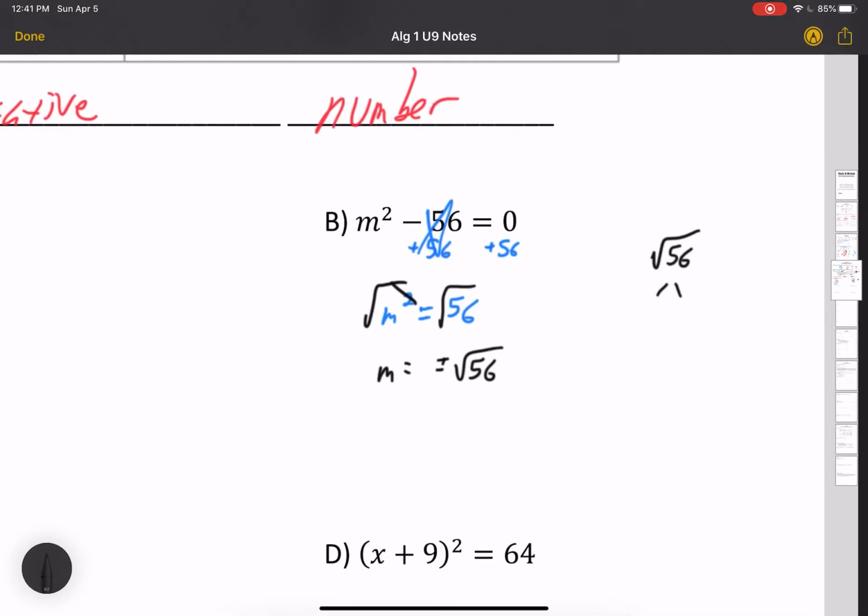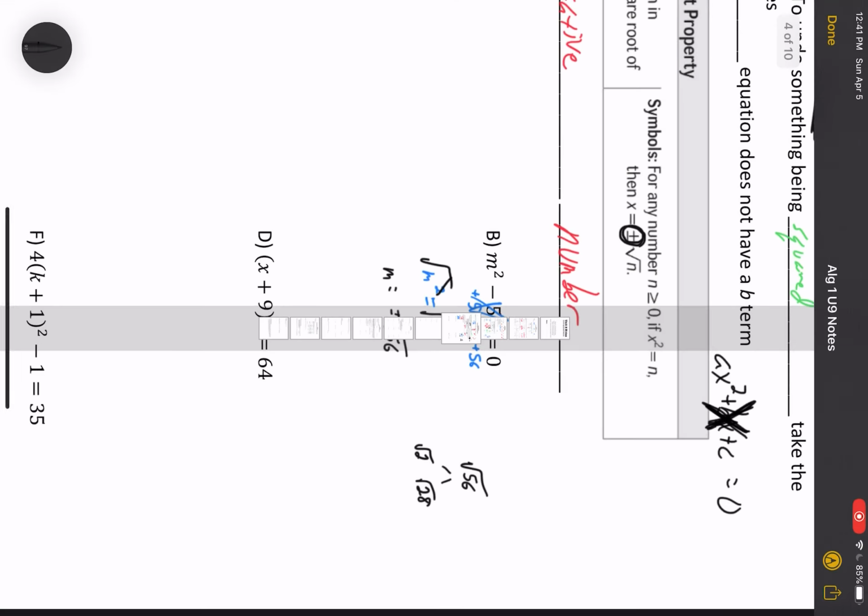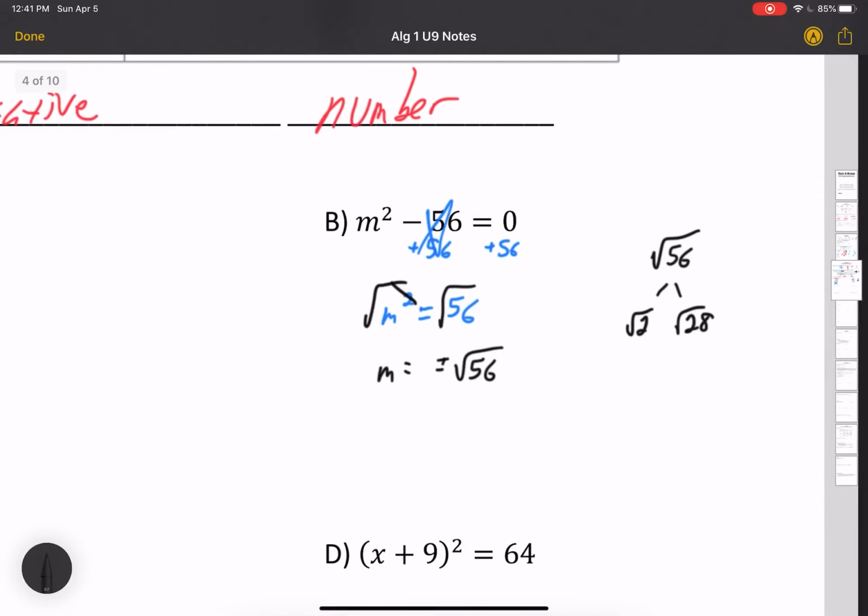So 56, I know 2 goes into it, and 2 goes into it 28 times. Still no perfect square. Okay, so 28 breaks down into, I know 2 goes into it. I know 14 goes, 2 times 14 is going to give me 28. Still no perfect squares. Break this down again into square root of 2 and square root of 7.